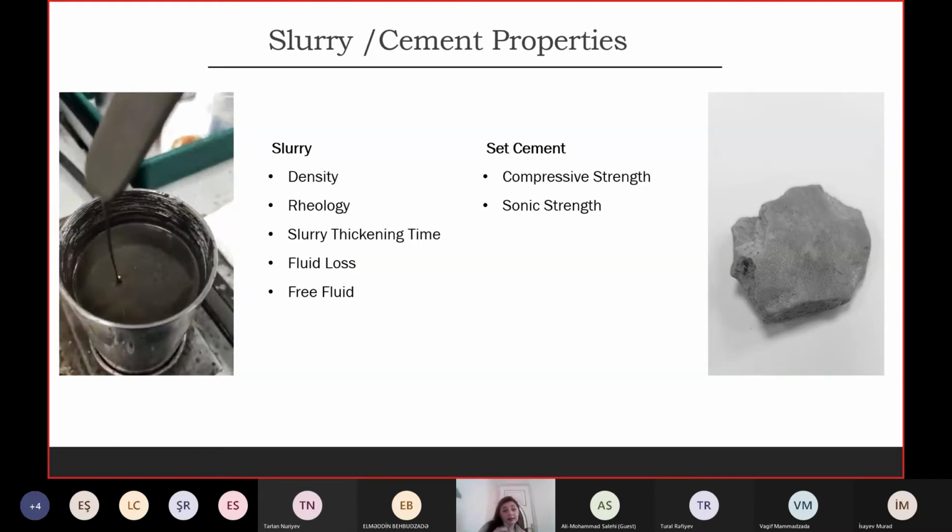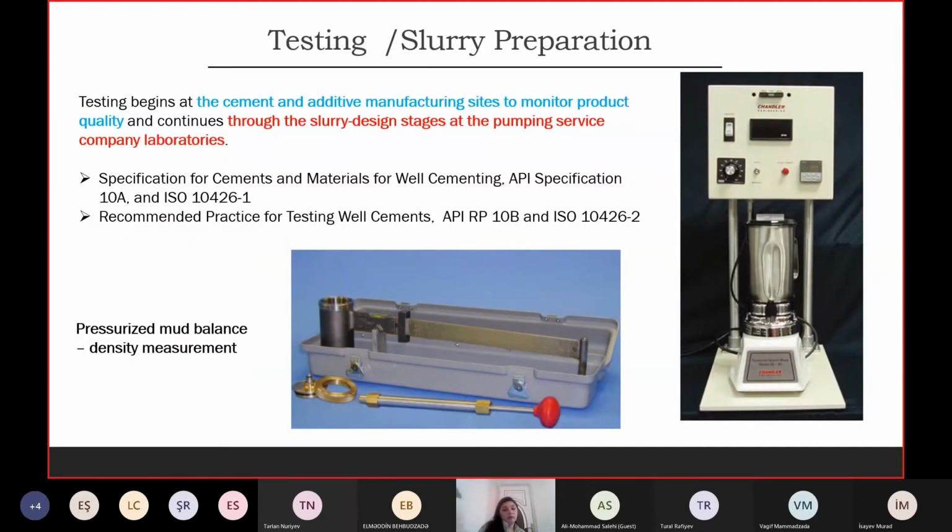Then slurry thickening time, a very important parameter for slurry design, a critical one, then fluid loss and free fluid. And I will also mention the compressive strengths and the sonic strengths that we need to measure in the job. First, we can cover the slurry preparation, because in order to measure any property, first we need to have a slurry.